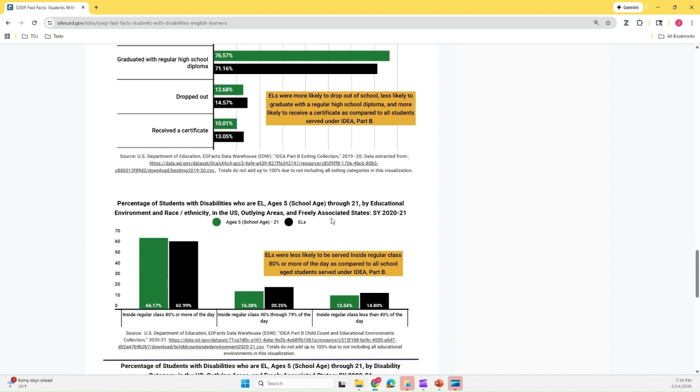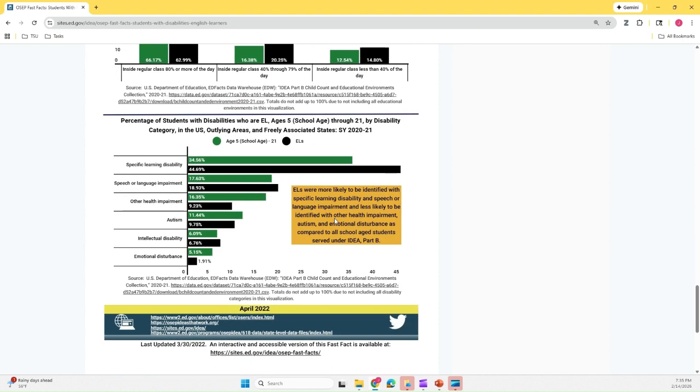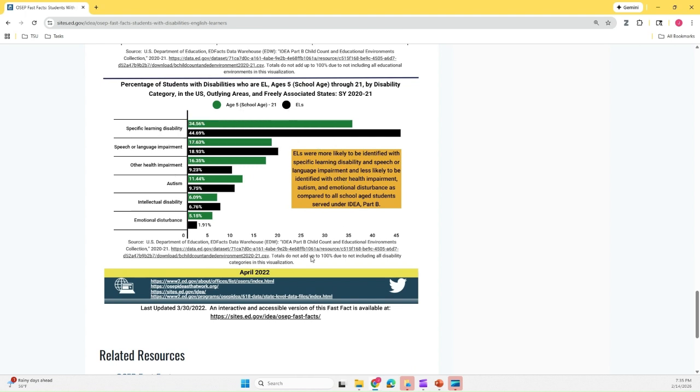And then if you continue to scroll down, let's see. Here you see the categories for both English learners and non-English learners, right? And then you can see that English learners are more frequently identified with specific learning disability. Here you can see it, and speech or language impairment. While they are less likely to be identified with categories like autism or emotional disturbance or health impairments.